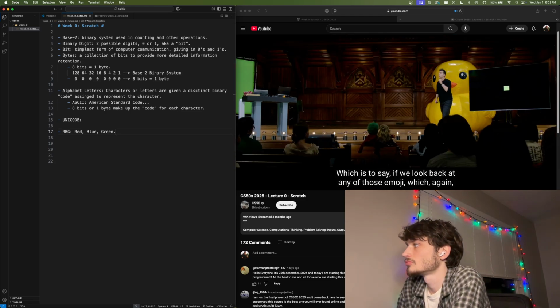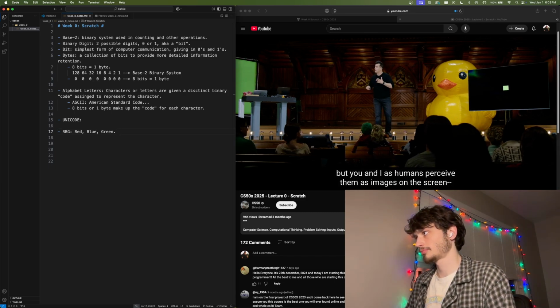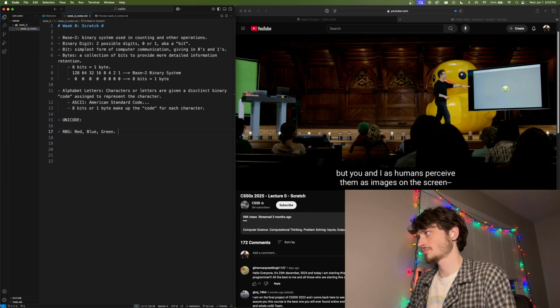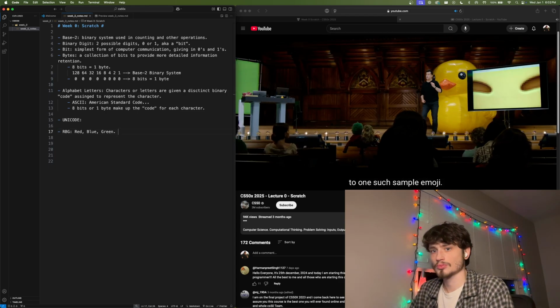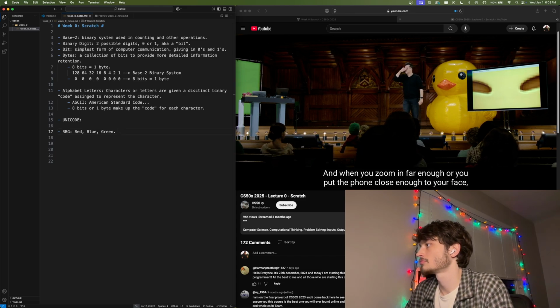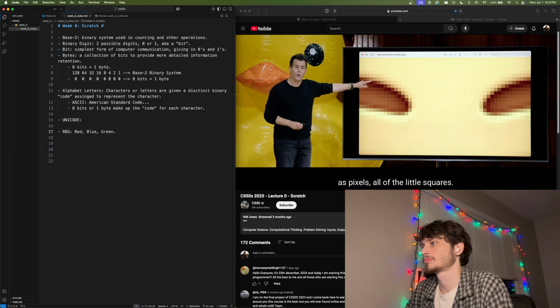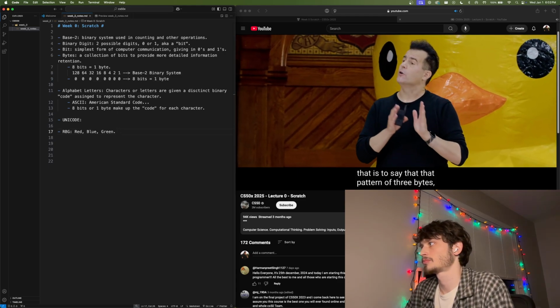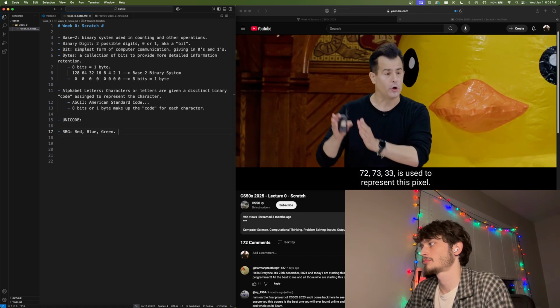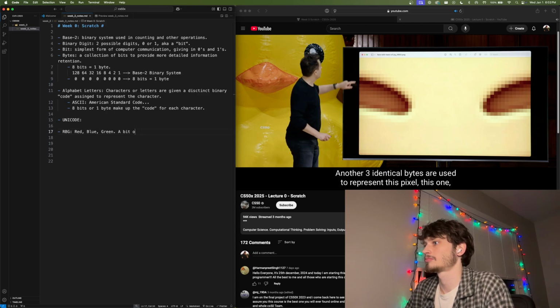Which is to say, if we look back at any of those emoji, which again are represented by patterns of zeros and ones, but you and I as humans perceive them as images on the screen, let me actually go ahead and zoom in further to one such sample emoji. And when you zoom in far enough, or you put the phone close enough to your face, you can actually see all of those little dots known as pixels, all of the little squares. And given that so many of these pixels are yellow, that is to say that that pattern of 3 bytes, 72, 73, 33, is used to represent this pixel. Another 3 identical bytes are used to represent this pixel, this one, and so forth.